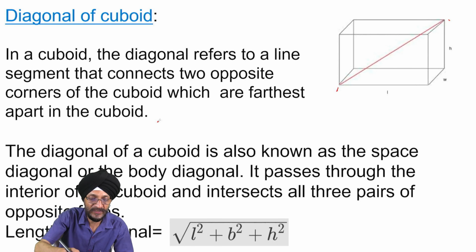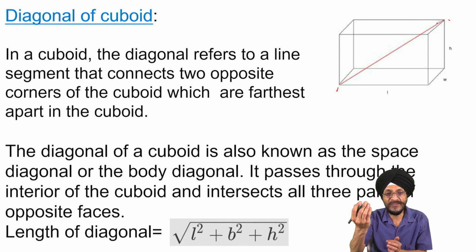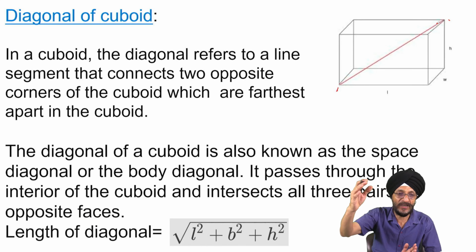So you can see here that in this picture, this is the cuboid, and this is the diagonal, which is passing through the inside of the cuboid and reaching the other side of the cuboid, which is farthest apart.